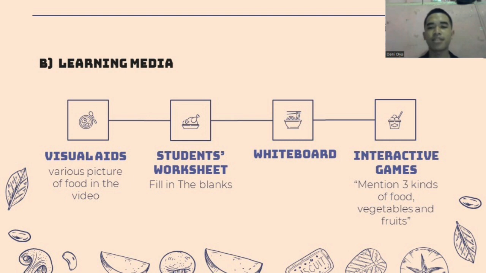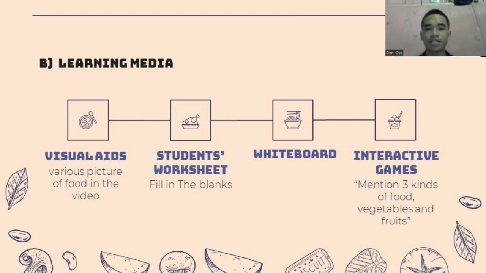And the learning media. There are 4 learning media that we use in this lesson plan. First, the visual aids. Number 2 is the student's worksheet. The third is whiteboard, and fourth, interactive games. Visual aids are used to help students make connections between spoken and written words in order to improve their understanding and ability to memorize. Student worksheets are used to allow students to exercise themselves, write well, and enrich their vocabulary. And whiteboard is used to explain the concept, to write down the keywords, and to interact with students in discussion.